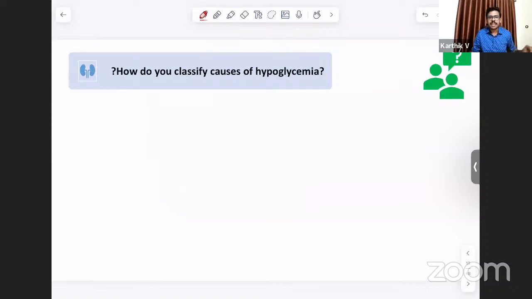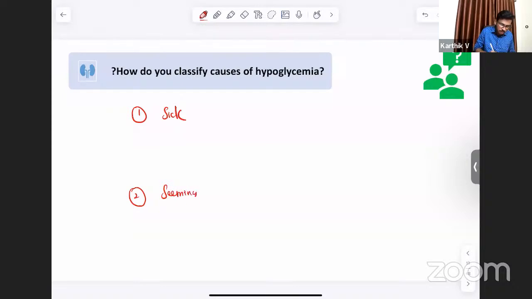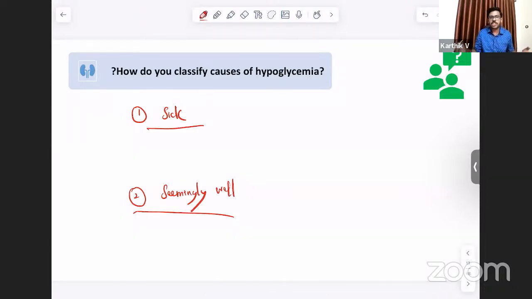Okay, now how do you classify causes of hypoglycemia? When you get a call from the nursing officer that this patient has developed hypoglycemia and the blood glucose is 50 milligram per deciliter, the first thing that you should ask is whether the patient is sick or a seemingly well individual. This is extremely important, because where do you expect the sick patient to be? In the ICUs or in the high care units of the ward.